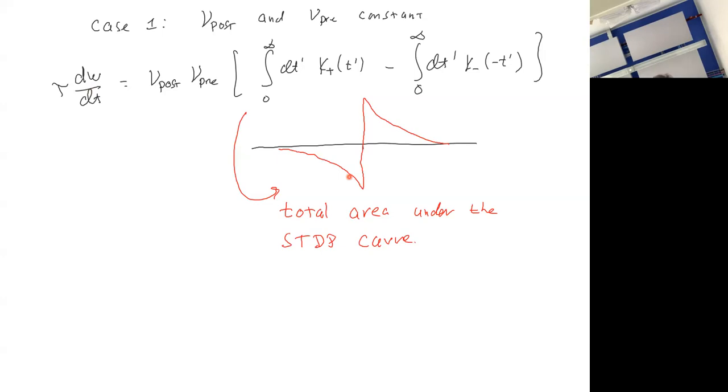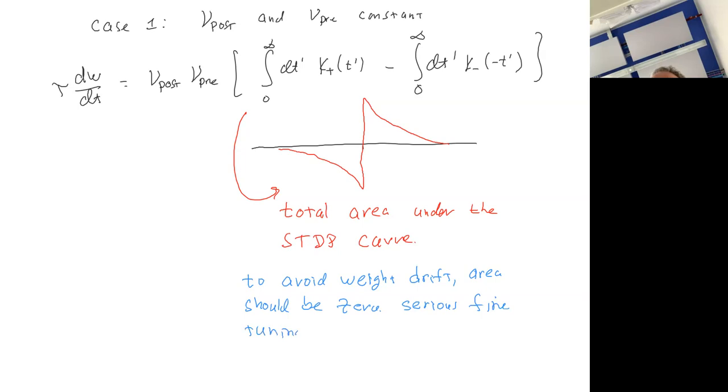So to avoid weight drift, which is actually a problem, you want the area to be zero, which is a serious fine tuning problem. If you're a little bit off, too big or too small, then the weights just diverge. So that's the first observation. In fact, experimentally, these are pretty close to adding up to zero, but it's not really a feature that we think is a good one for synapses. They shouldn't have to do massive fine tuning. It's just hard to do that. You don't want your weights just drifting away.